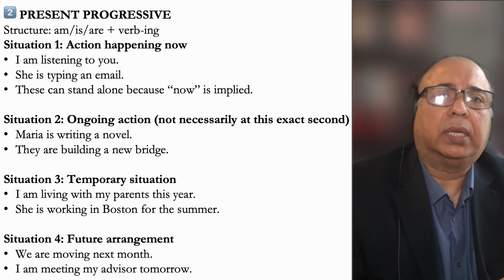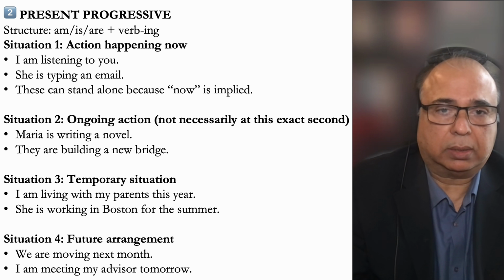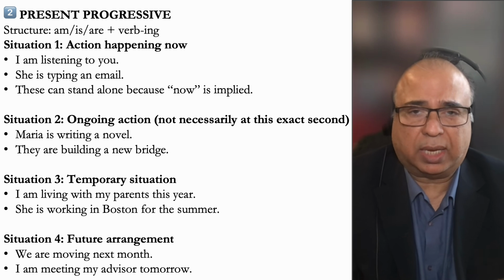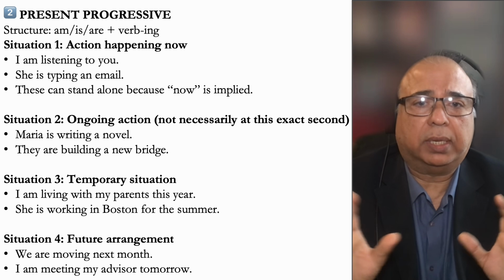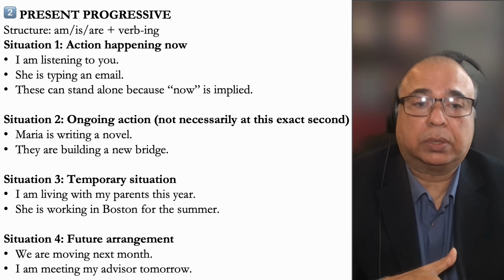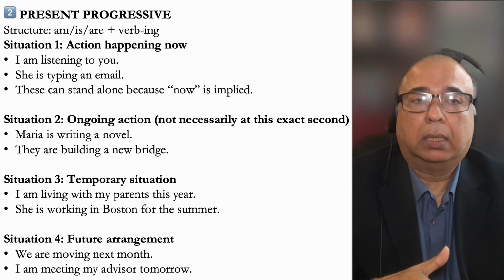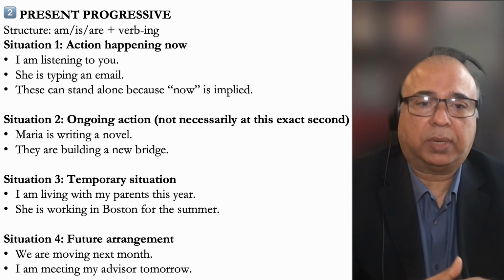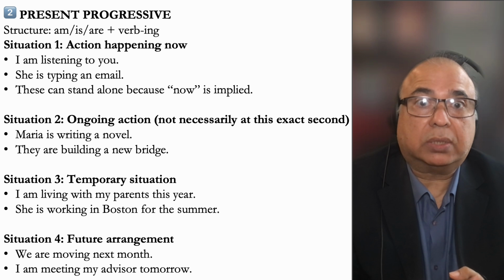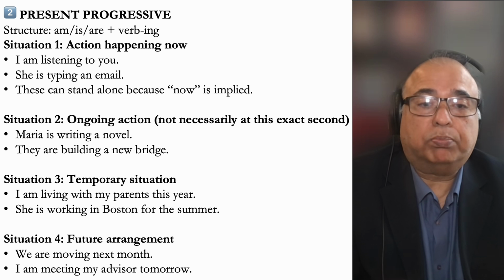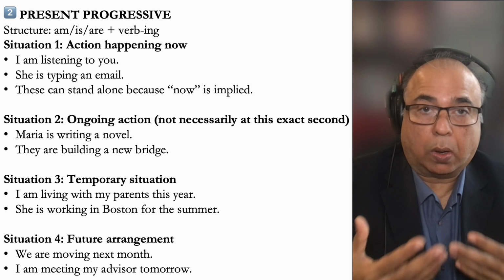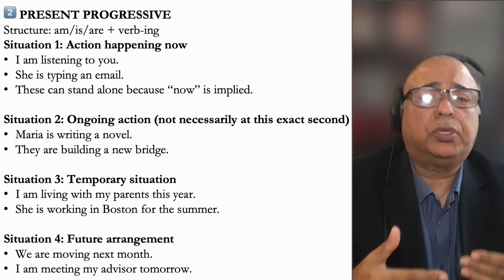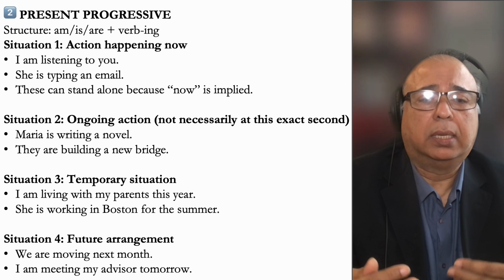See, people often get confused. They think, oh, present progressive means the action must be happening right now. Yes, but that's only one of many situations. There are situations in which people say, Maria is writing a novel, or my sister is writing a novel. It doesn't mean she's writing the novel now. It basically means that this is an ongoing action, and she is in the process of writing a novel.